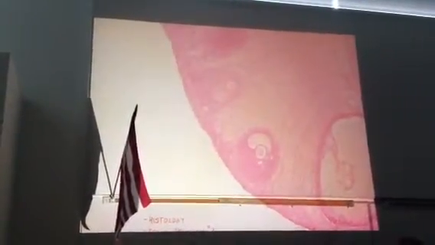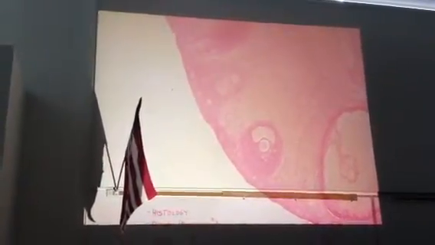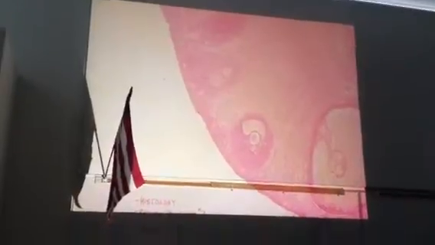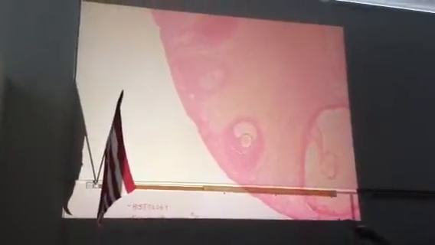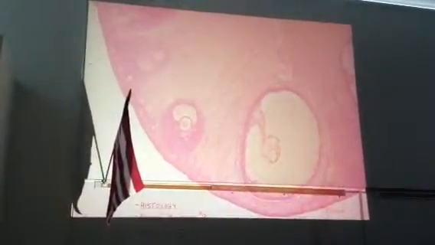Okay, the cells that are around this secondary oocyte right here are called nurse cells. Everything is called a nurse cell in this structure. So some of them are going to go with this. The other ones are going to go here. They're going to become the corpus luteum. They're going to become a temporary endocrine gland.